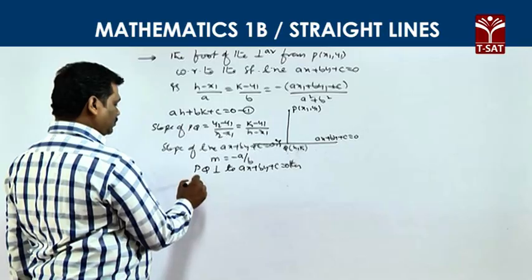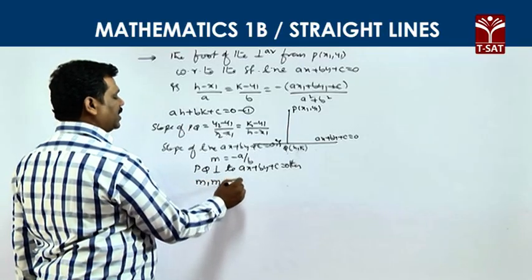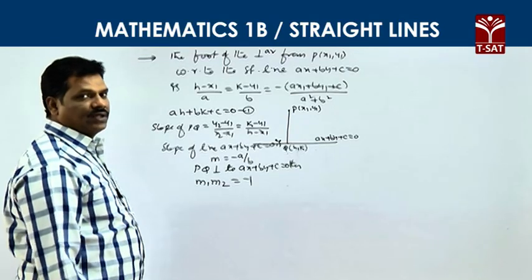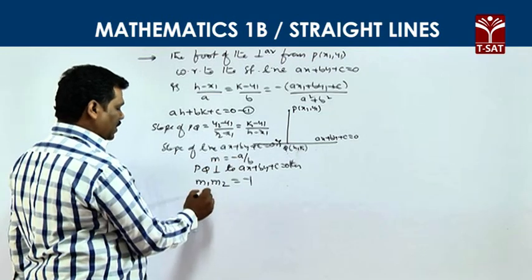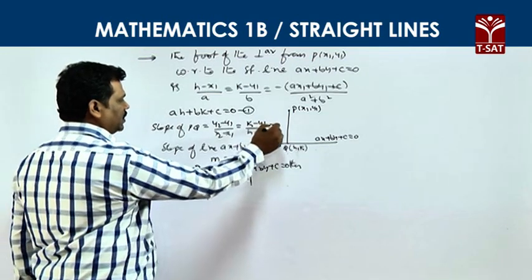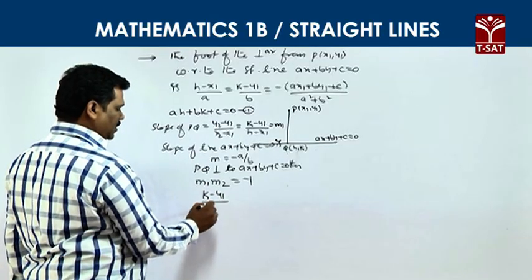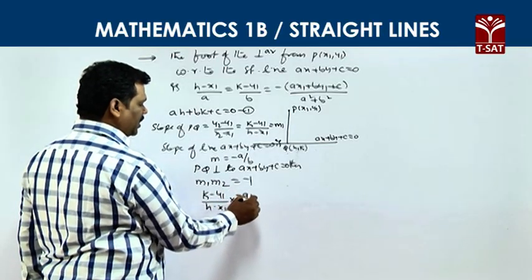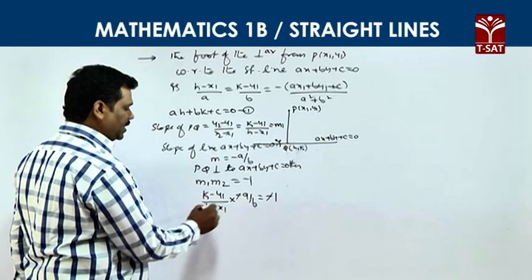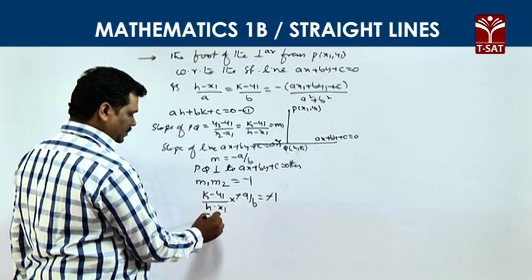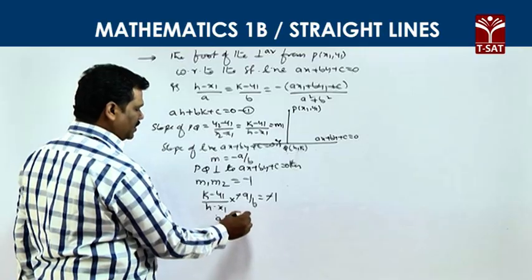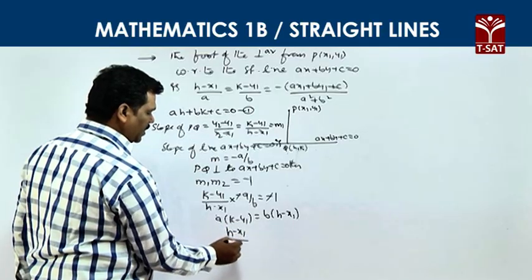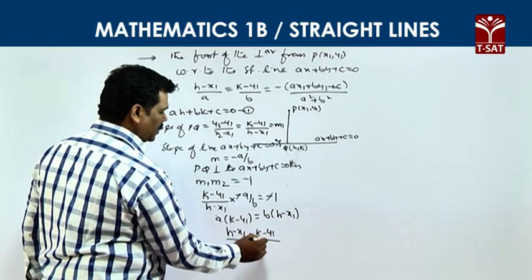Then the product of slopes equals minus 1. Given that the two lines, PQ and the given line ax plus by plus c equal to 0, are perpendicular, m1 m2 equals minus 1. Here m1 is k minus y1 by h minus x1, into minus a by b, equal to minus 1. Minus minus cancel. We get a into k minus y1 is equal to b into h minus x1. It can be written as h minus x1 by a equal to k minus y1 by b.